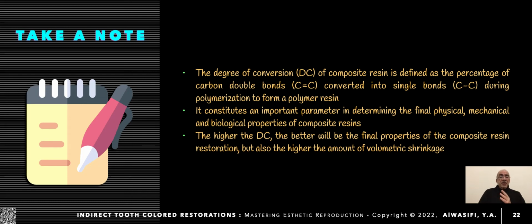This is the first advantage of indirectly processed aesthetic restoration. You get a material with better properties. Either you are using ceramic, which is better in aesthetic and strength properties and biological compatibility than composite. Even if you use composite resin, indirectly processed is much more higher in its properties due to increased degree of conversion than that of direct composite resin.